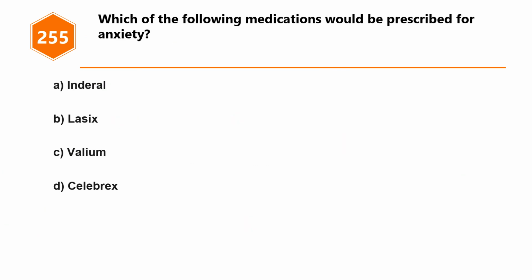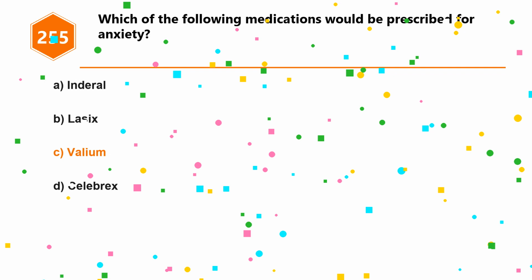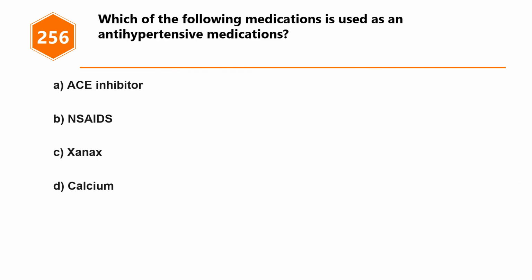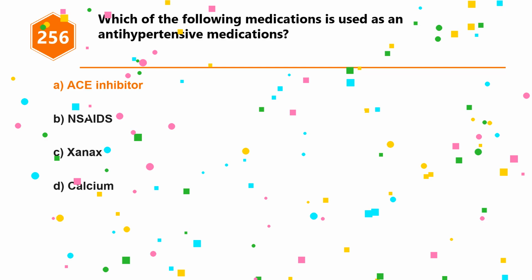Question 255. Which of the following medications would be prescribed for anxiety? Option A, Inderal. Option B, Lasix. Option C, Valium. Option D, Celebrex. The correct answer is option C, Valium. Question 256. Which of the following medications is used as an antihypertensive medication? Option A, ACE inhibitor. Option B, NSAIDs. Option C, Xanax. Option D, calcium. The correct answer is option A, ACE inhibitor.